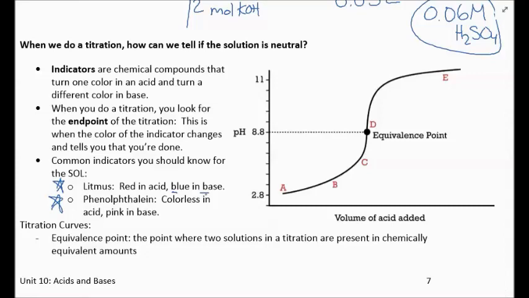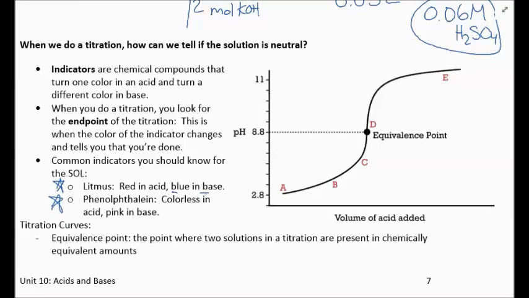So this graph right here represents a titration of an acid and a base. This is kind of logarithmic in nature, so we've been dealing a lot with logs. If you've seen that before, that's what this would look like. We have 2 points. We have the equivalence point. This is where the two solutions in a titration are present in chemically equivalent amounts. So you have the same amount of acid and base at the equivalence point.